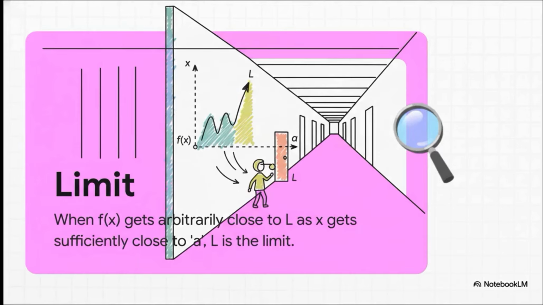Now, for the more official definition you see here, let's not let it scare us. Let's just connect it right back to that hallway. Think of x as your current position in the hall, and a as the location of that door you're walking towards. Now, f of x could be anything that depends on your position. Let's just say it's the temperature at that exact spot. So L is the temperature you are approaching as you get infinitely close to that door.